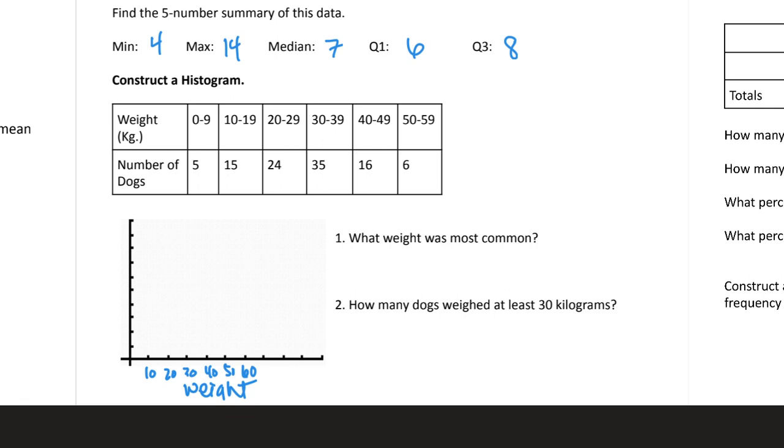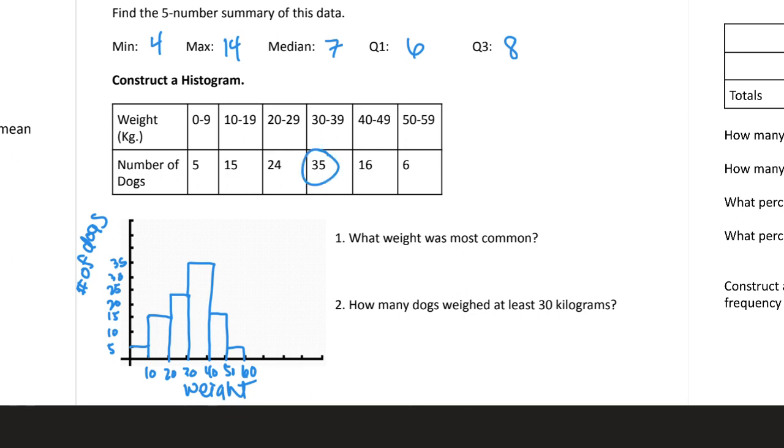And we know that this needs to go up to 35. So I'm going to go by 5. So this is 5, 10, 15, 20, 25, 30, 35. This is number of dogs. So my first bin is going to be 5 dogs. My next bin is 15. Then I have 24, which is about right here. Then 35. Then I have 16. And then 6.